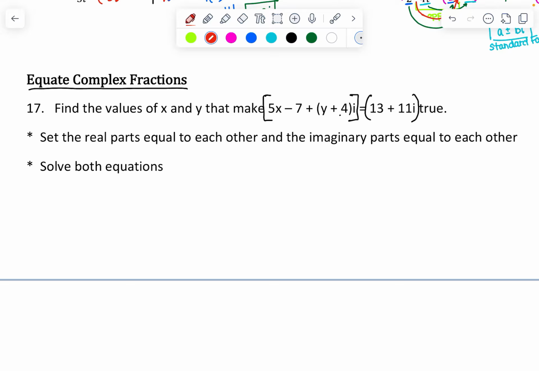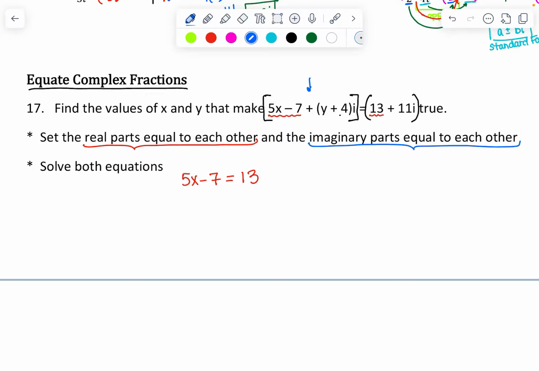So here's what you're going to do. You're going to set the real parts equal to each other and set the imaginary parts equal to each other. So here are your real parts. Your 5x minus 7, your 13. So 5x minus 7, I'm going to set that equal to 13.